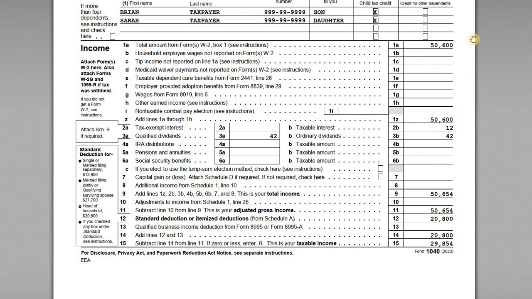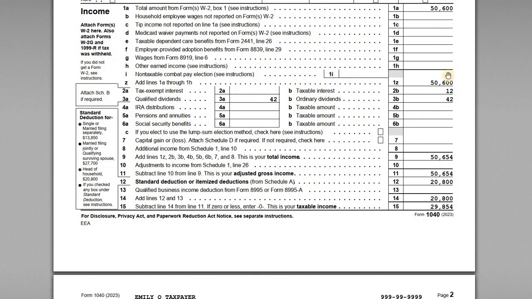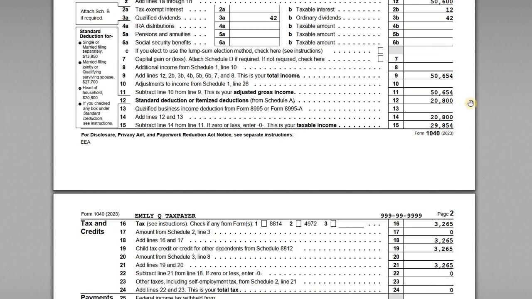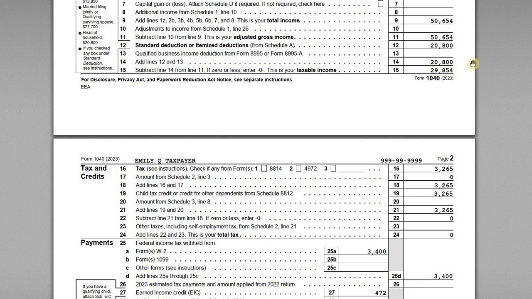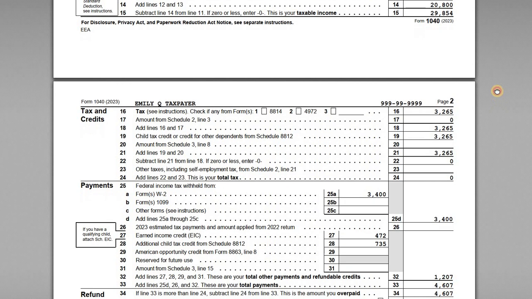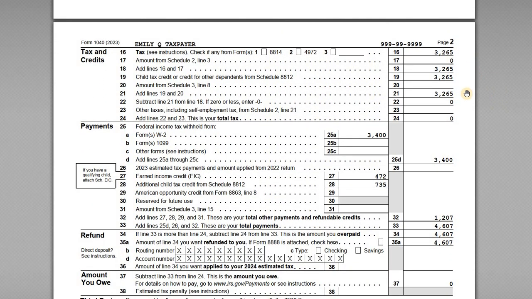So we've got her income up here. These are earned income, right? Her W-2 wages, $50,600, and then we can see the investment income here on lines 2B and 3B, totaling the $54. So her total AGI is $50,654, and after claiming the standard deduction for head of household filing status, it leaves her with taxable income of $29,854, and total taxes on that is $3,265. So now once she's got those elements computed, she can figure out how much of the EIC she can claim.